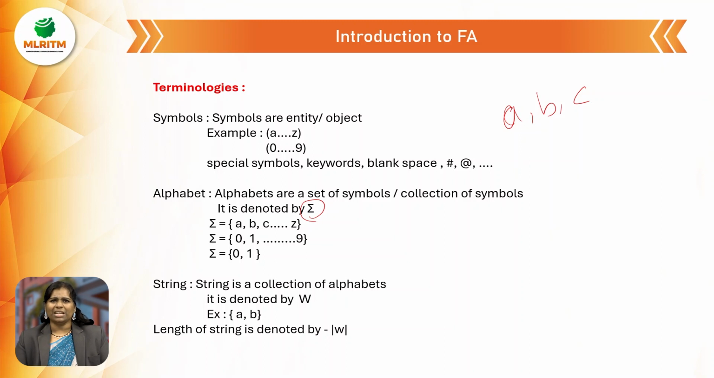The next terminology is string. A string is nothing but a collection of alphabet. It is denoted with W. We can write a string by using alphabets. That's why we say a string is a collection of alphabet. It is denoted with W, and the length of the string is denoted with mod W.